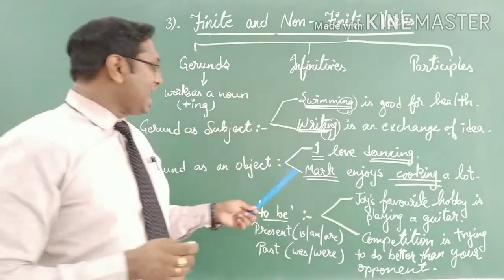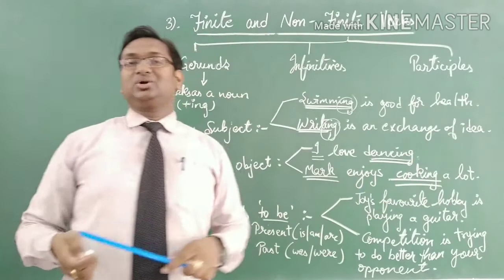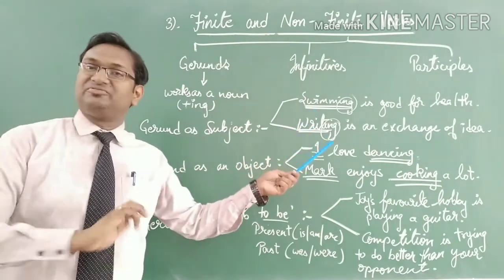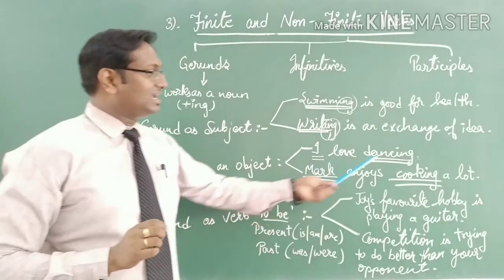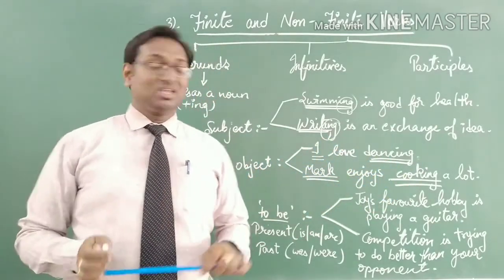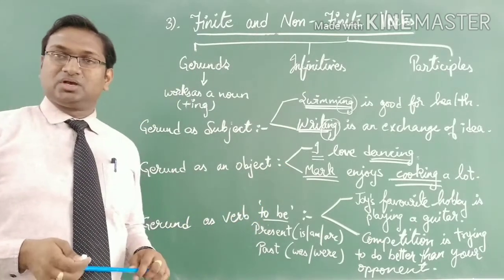So, gerund as an object, we have dancing and cooking. First, swimming and writing is subject, and second, dancing and cooking is your object. Next, gerund as verb to be.